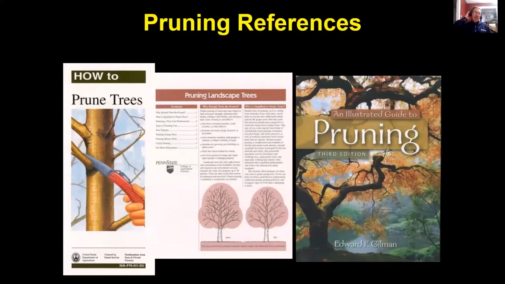Let's get started on pruning. I really wanted to touch on some of the resources that are available.